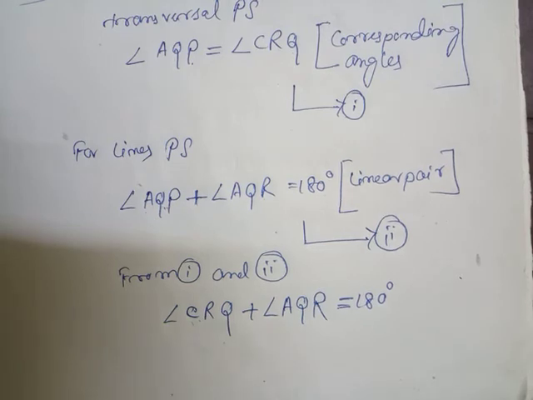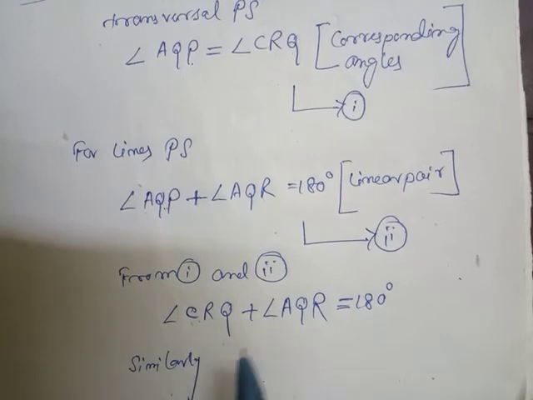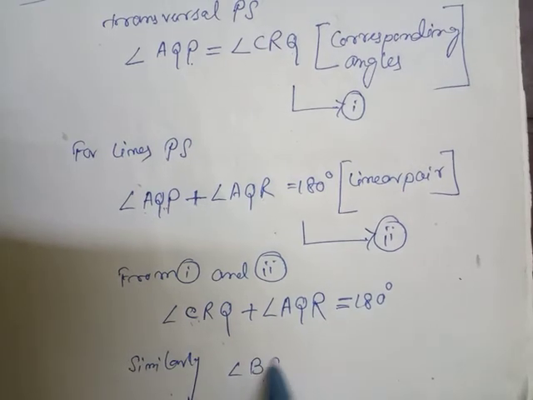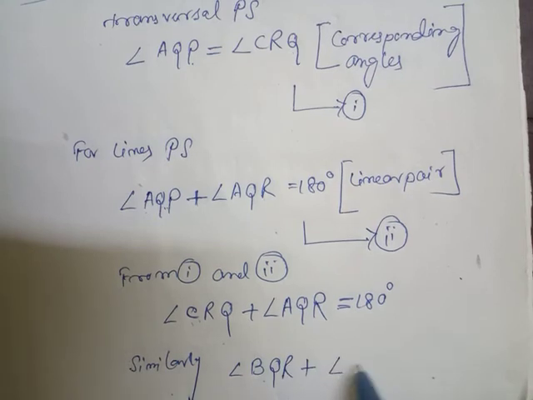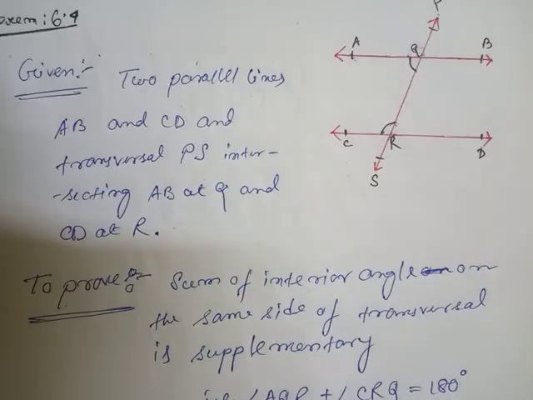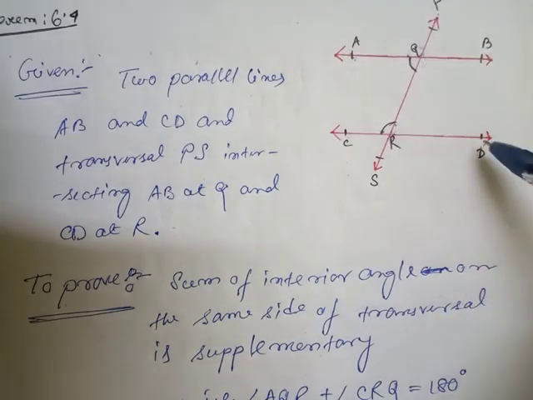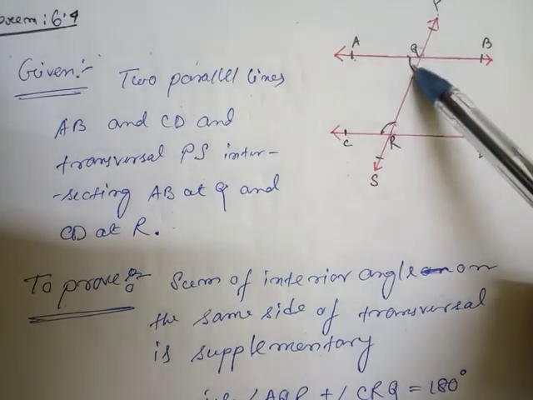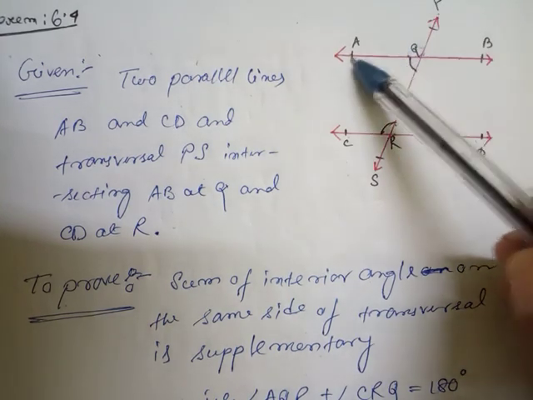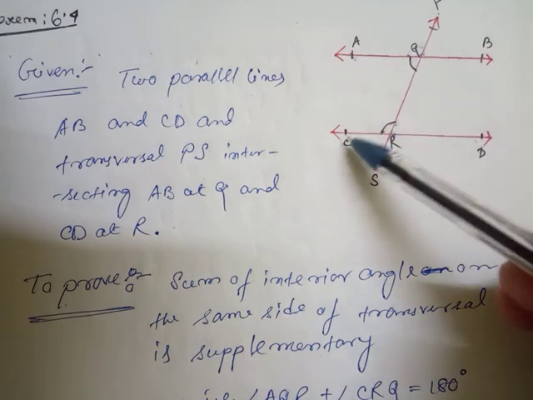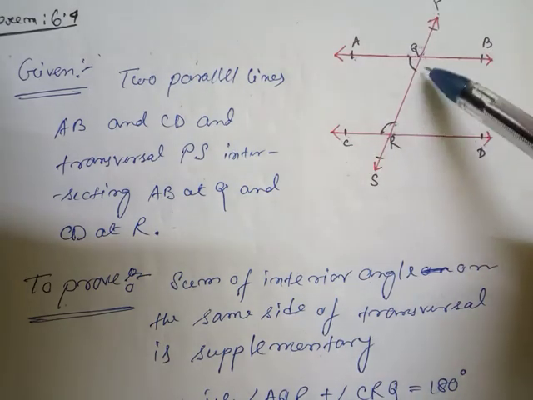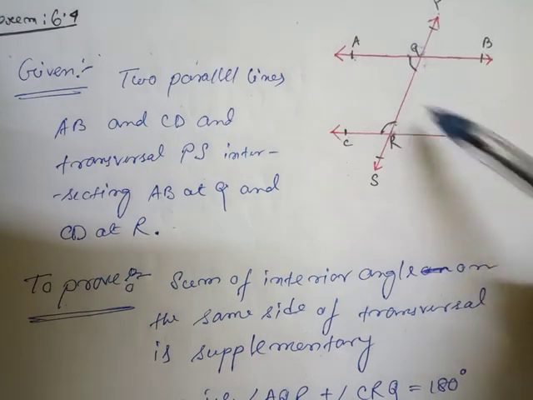Similarly, students, we can write that angle BQR plus angle DRQ equals 180 degrees. If we take these two parts, we get BQR plus DRQ. Since we took those two parts, we proved AQR and CRQ, but if we take these two angles, we take BQR and DRQ.